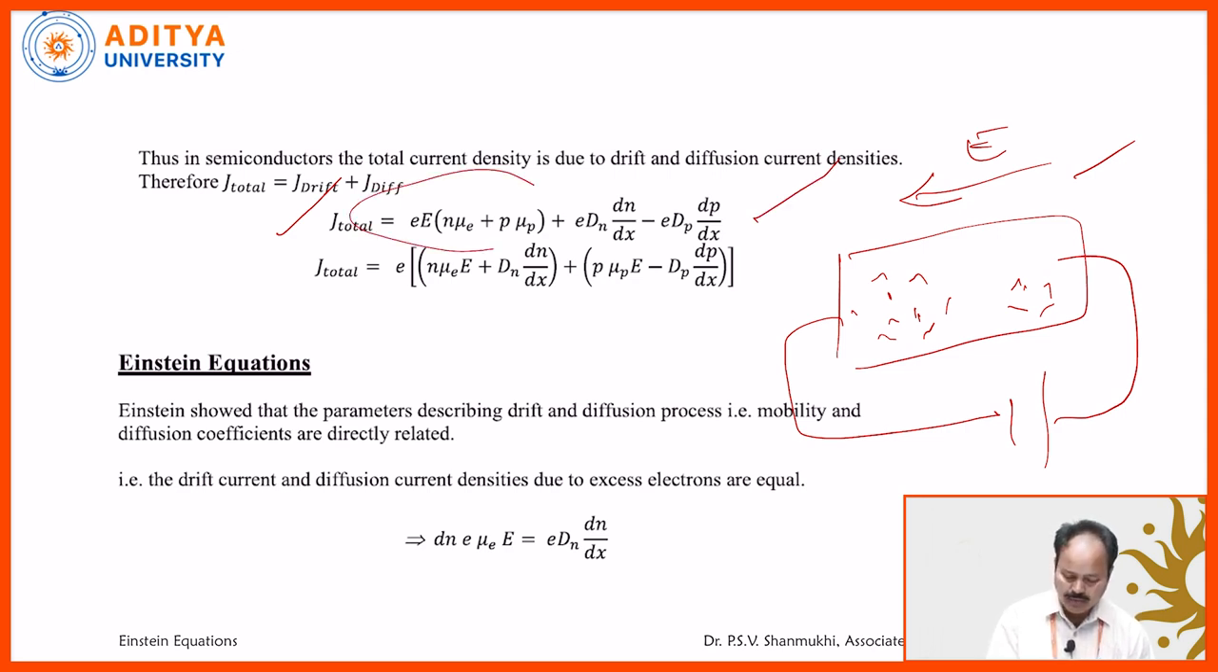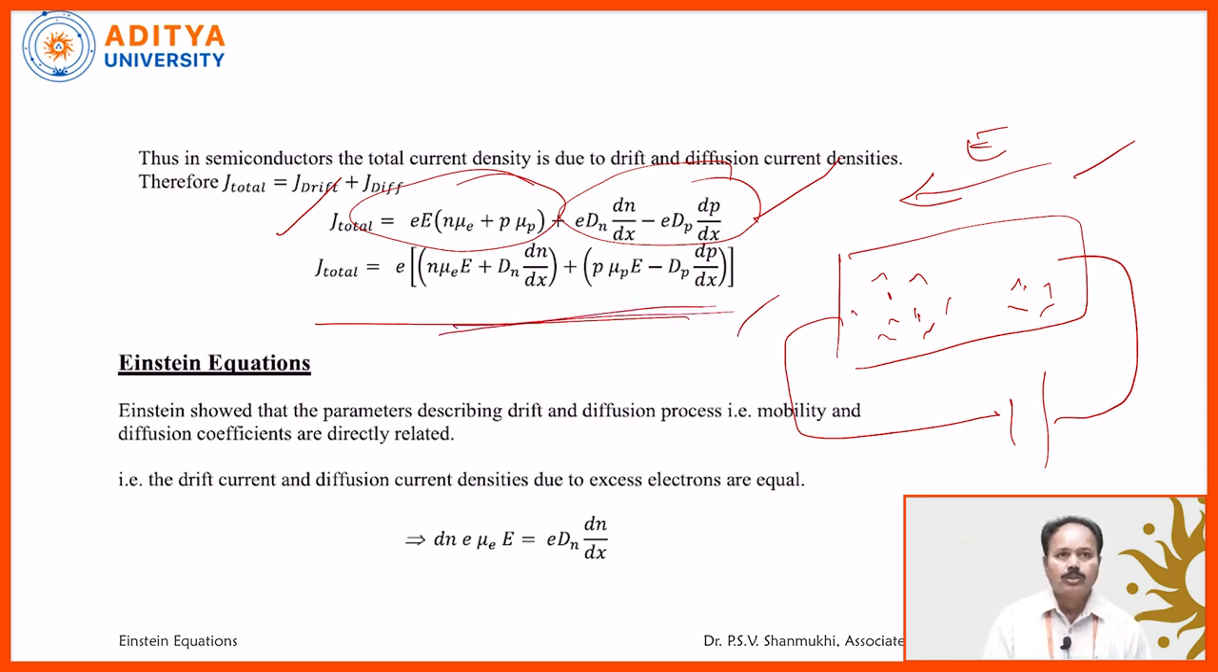Therefore, this is the diffusion current density equation we have already determined, and this is the drift current density we have already determined. The total current density J total is equal to, with e taken out since e is the common charge for electrons and holes, the final equation like this. So these are known as drift currents and diffusion currents. Coming to Einstein equations, this gives the relationship between drift and diffusion currents.